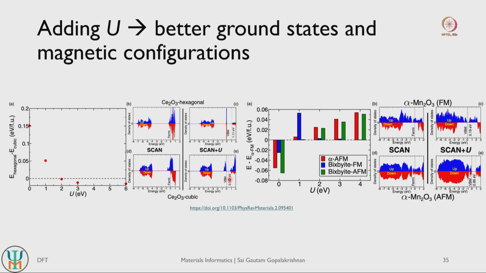But if you add appropriate U correction, you see that the actual semiconducting nature of both hexagonal and cubic polymorphs is recovered. So both polymorphs are actually semiconducting in nature, and if you add the appropriate U correction, you recover that semiconducting nature compared to pure SCAN functional, and this actually leads to the correct prediction of the ground state. So Ce2O3 in its ground state is actually hexagonal in nature, and you recover that correct ground state if you add the appropriate U correction, compared to if you do not add the U correction, right.